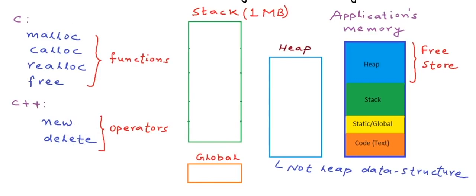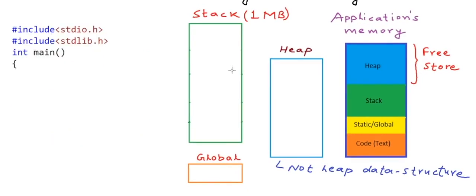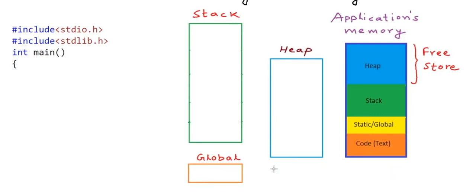We will see some code examples and try to understand how things happen when dynamic memory is used. Let us first pick up some code example in C. Let us write a C program. I'll clean up some of this stuff on the right. 1 MB for stack was just an assumption. In reality, the size of the stack will be decided by the operating system and the compiler. It is a thing of architecture.